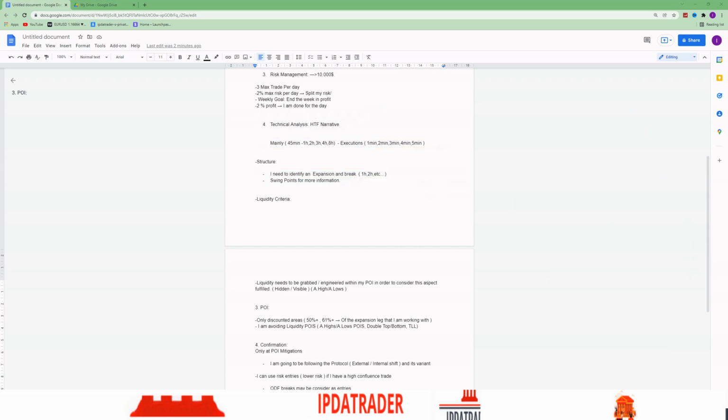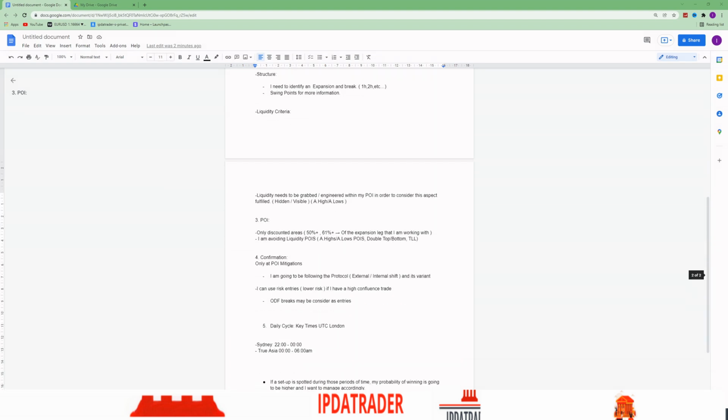Let's remove all the drawings. Let's move on to the liquidity criteria over here. And this is extremely easy as well. Right, liquidity needs to be grabbed, engineered within my point of interest in order to consider this aspect fulfilled, okay?